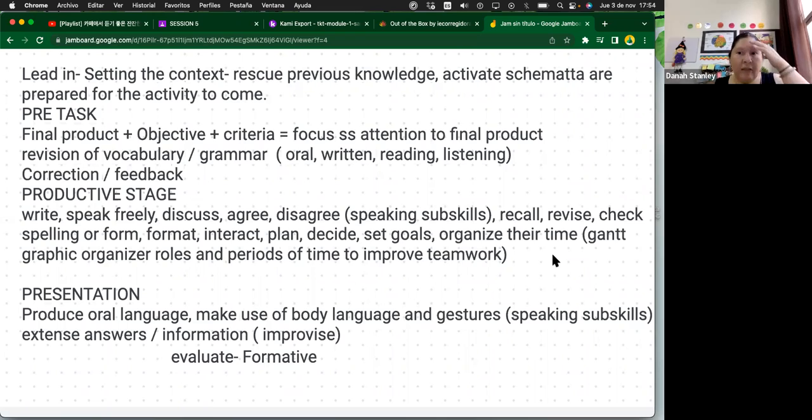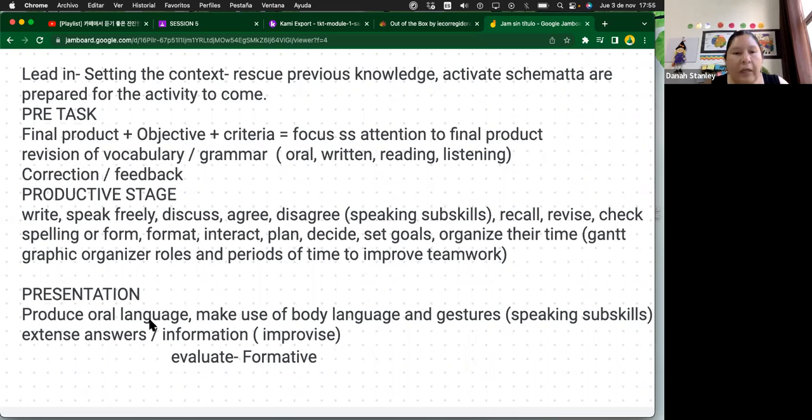If, for example, the task is for more than one or two classes, you can help them to organize their time and their activities by using these Gantt graphic organizers. So they know exactly the roles and the periods of time, and it helps them to improve their skills when they are working in teams. And also you avoid this typical problem of, oh, Pepito didn't do his part, and blah, blah, blah. Everyone needs to be responsible because everything is stated and written in the Gantt graphic organizer, okay?